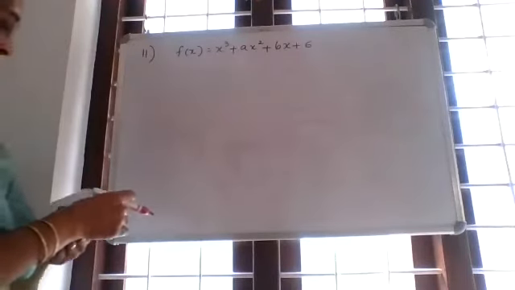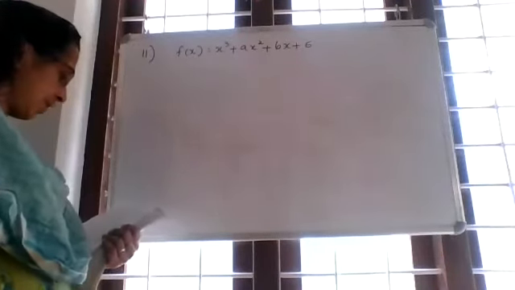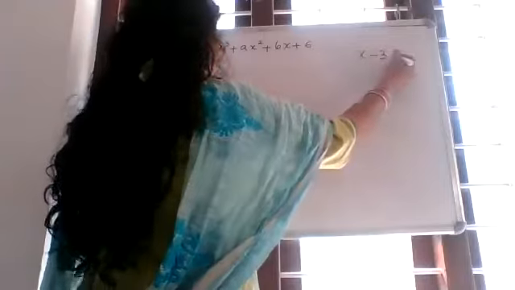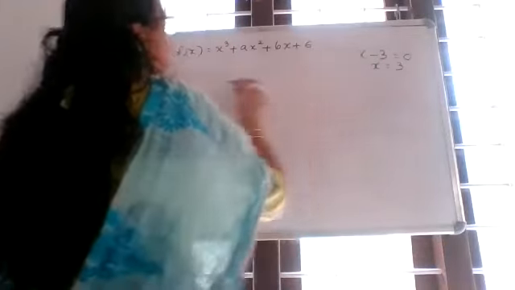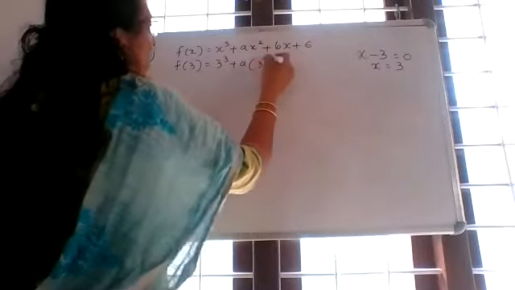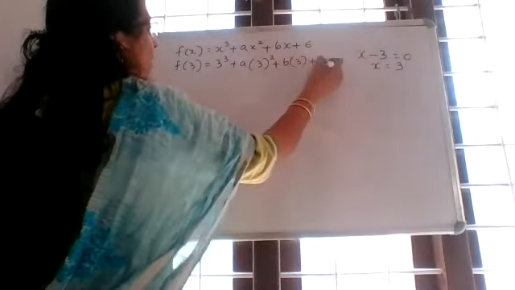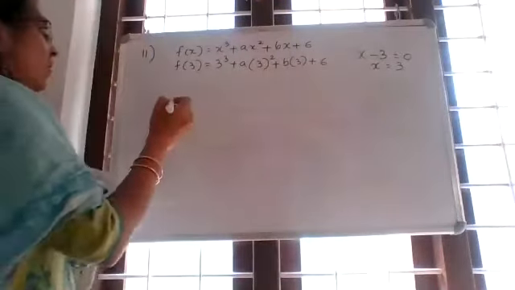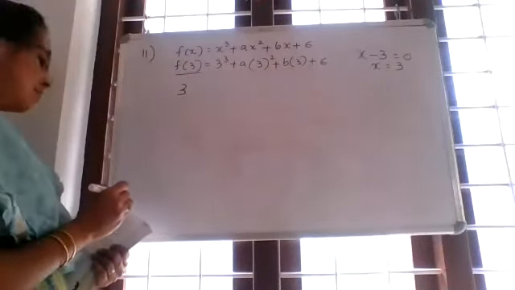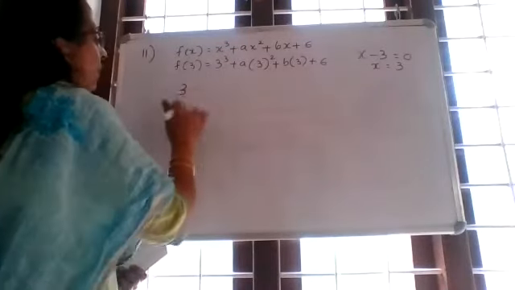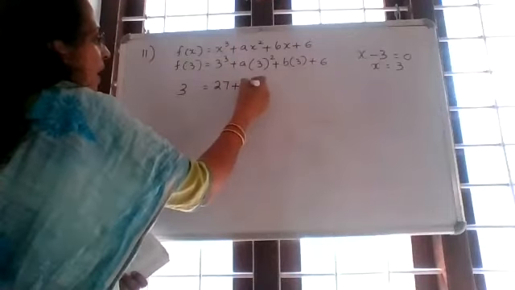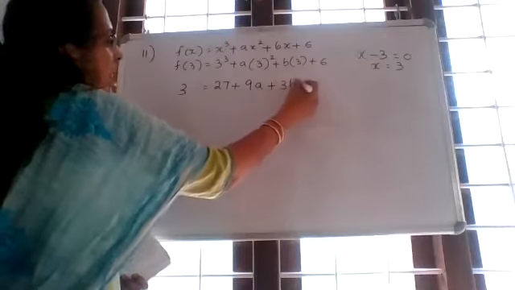Given x minus 3. We divide this f of x by x minus 3. We will get the remainder as 3. So x minus 3 is equal to 0. So we can replace x as 3. f of 3 is equal to 3 cube plus a into 3 square plus b into 3 plus 6. Leaves the remainder 3 means we can write f of 3 as what? 3. Remainder 3 when divided by x minus 3. So f of 3, we can write it as 3. 3 cube is 27 plus 9a plus 3b plus 6.